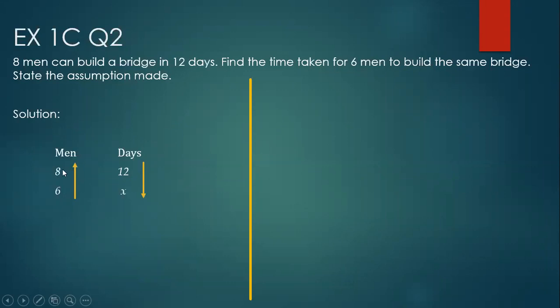So if 8 men can build a bridge in 12 days, that means 6 men will take more time to build the same bridge. That means this expected value will be bigger than 12. So the arrow will come down. It will point downwards because here the expected value is supposed to be bigger than 12.